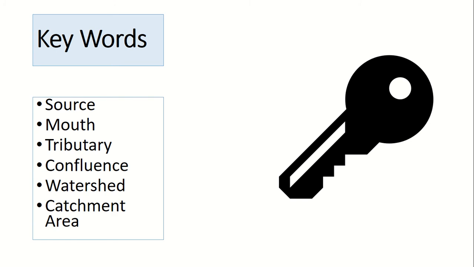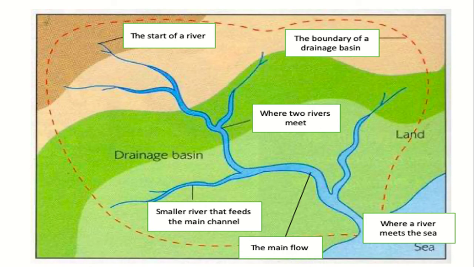And to help you visualize what I'm talking about here, this entire thing on the screen now is a drainage basin. So it's that area by which a river and its tributaries are drained. And on there are lots of words, such as the start of the river, where two rivers meet, where a river meets the sea, the boundary of a drainage basin.